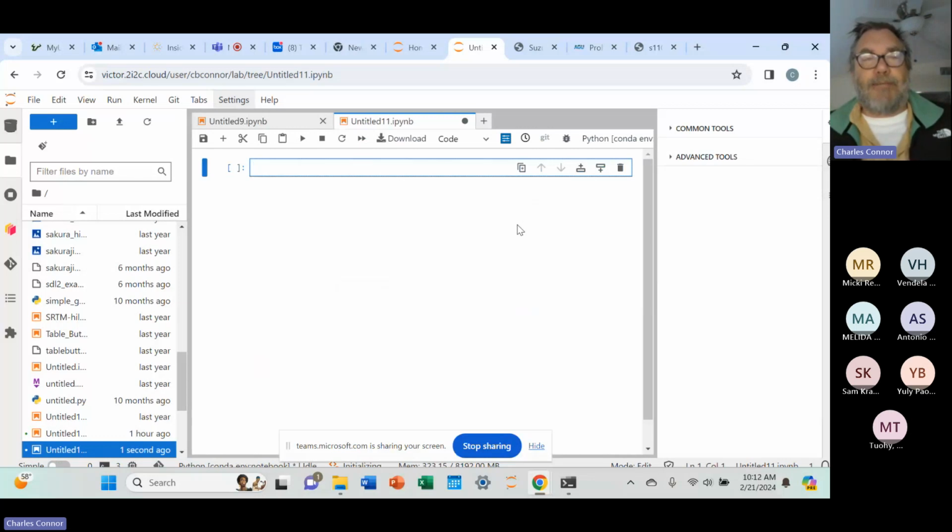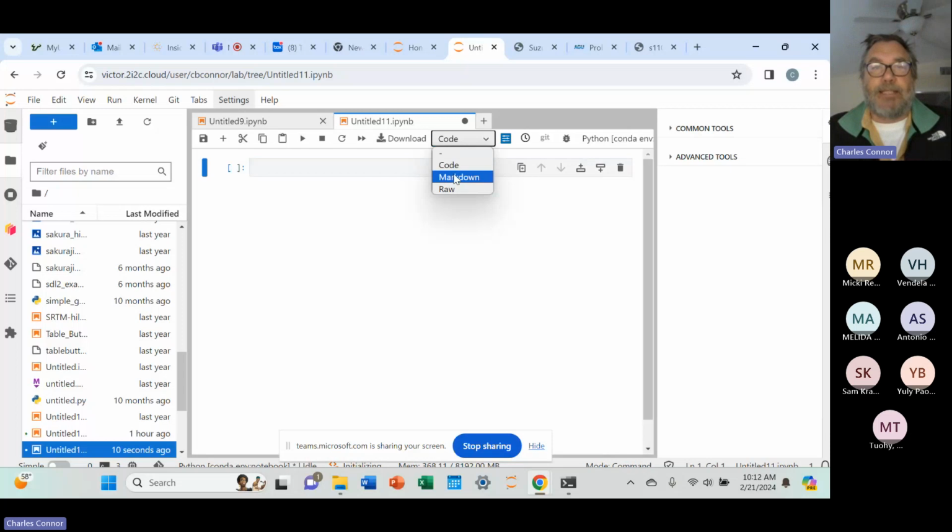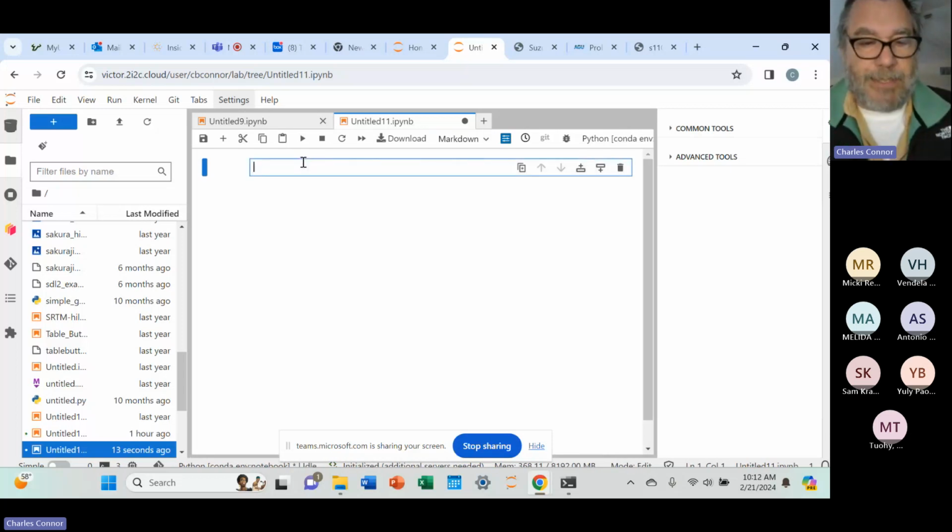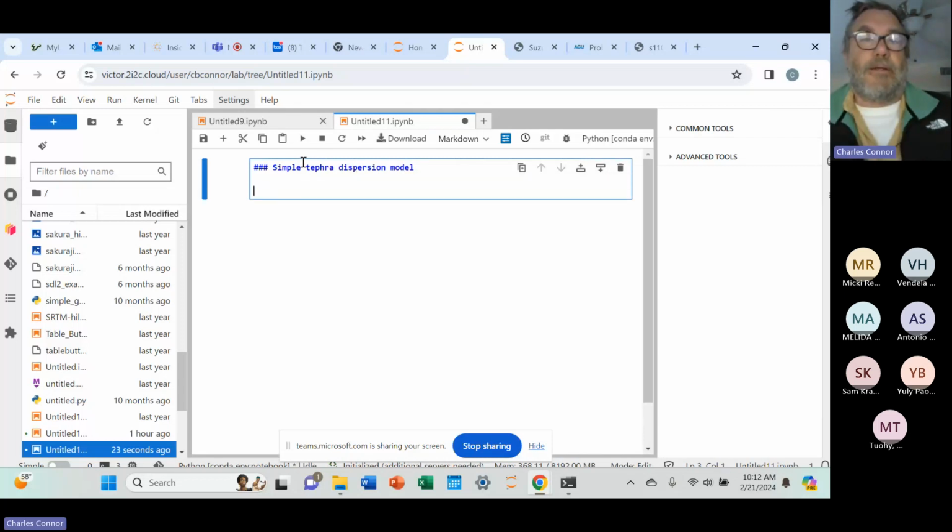So as usual on Victor, I'm starting with a blank space. And for me, what I usually do is start with some markdown. And so this notebook is going to be about, let's just call it a simple Tephra dispersion model that we're going to explore, and we're going to use an analytical solution to the Tephra dispersion.